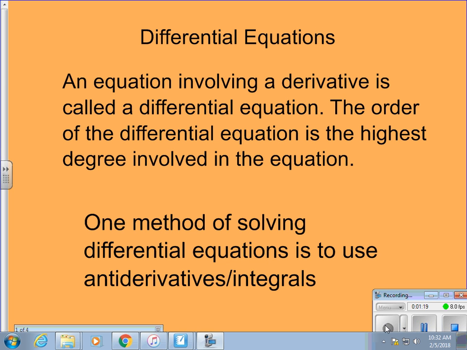The order of the differential equation is the highest degree involved in the equation. Okay, so you can do a second derivative, third derivative, same idea. One method of solving a differential equation is to use antiderivatives, integrals, and that's what we are going to begin with today. We're going to start with that method.